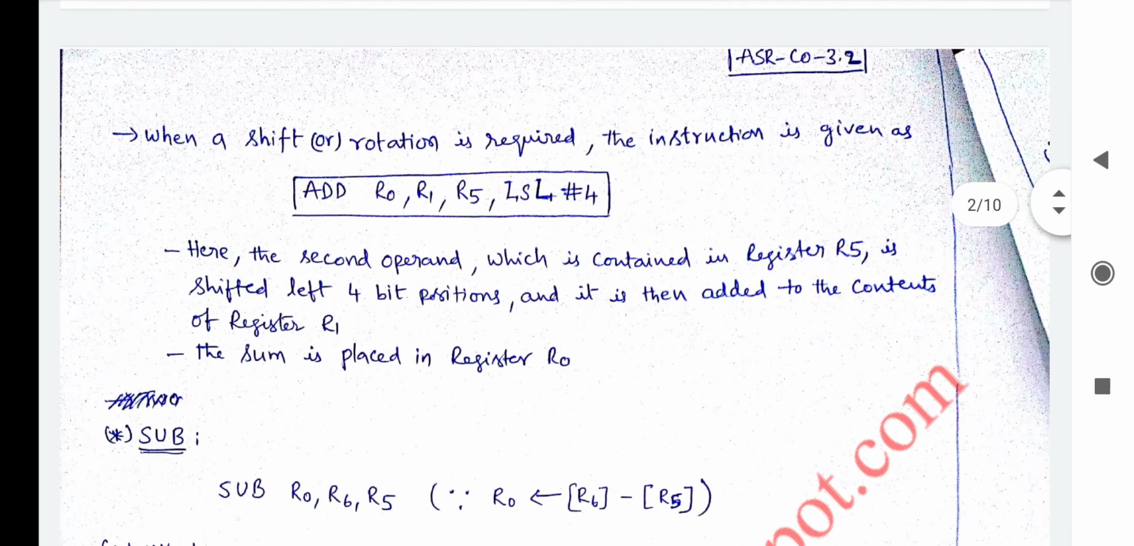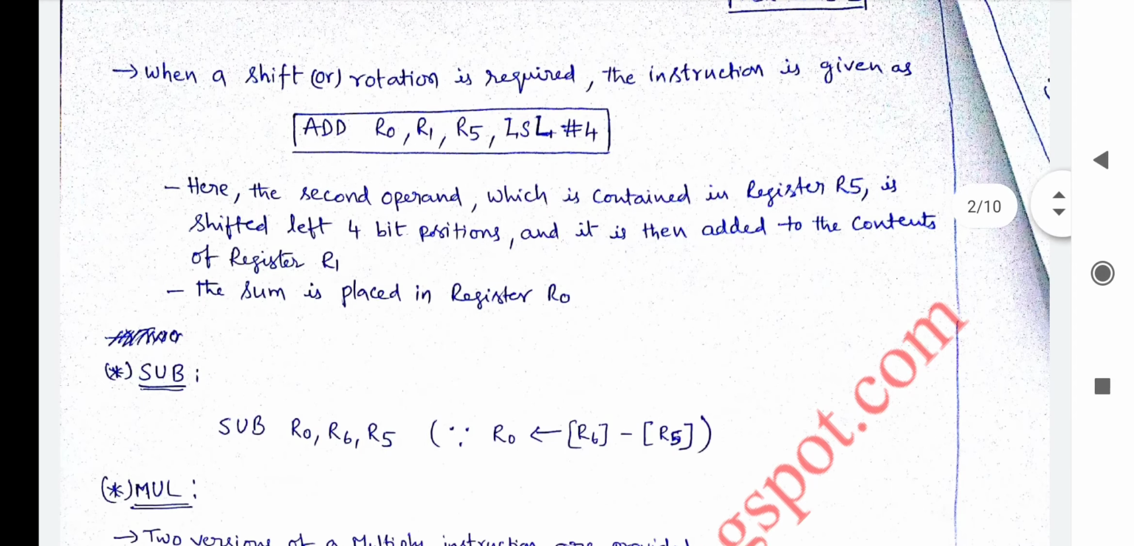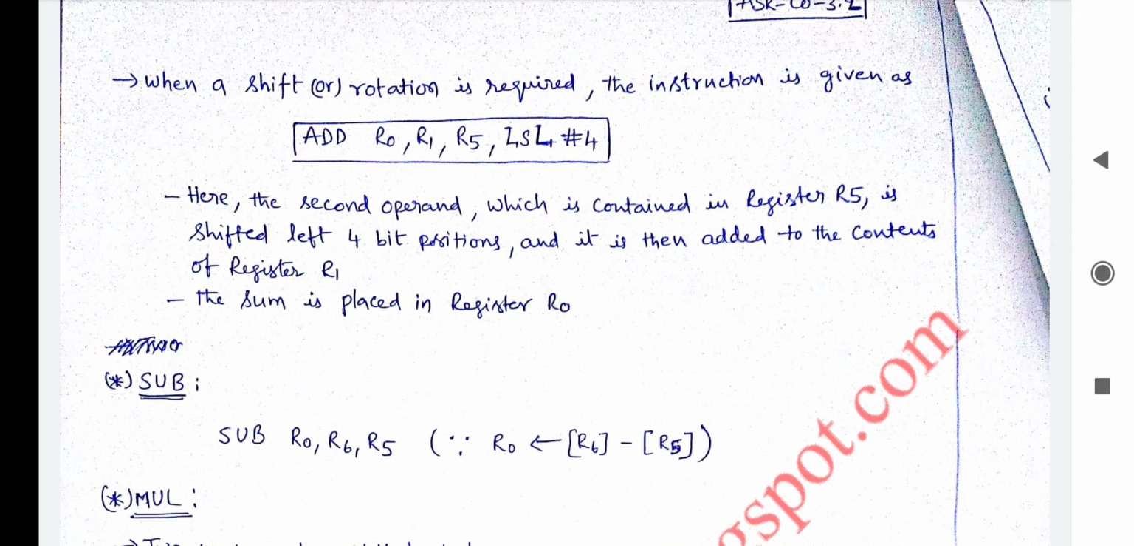Second way, the content placed in one register is added with one content and stores the result in another register. And the third way is you can also shift or rotate the bits and add the content to some other register.